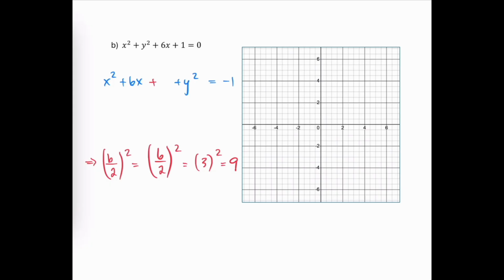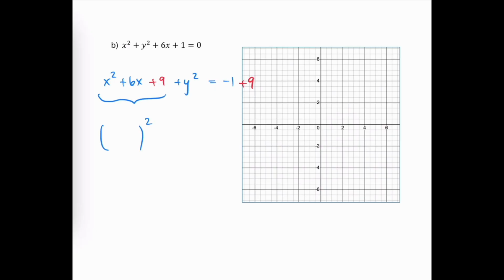So we'll add 9 into the x terms to create a perfect square trinomial, and of course we have to also add 9 to the other side to maintain the balance of the equation. So what we have now created is a perfect square trinomial that factors into a binomial squared, which is going to be x plus 3 quantity squared.